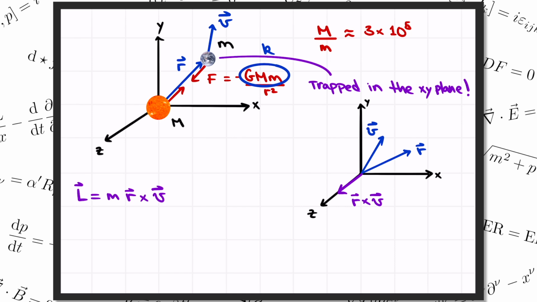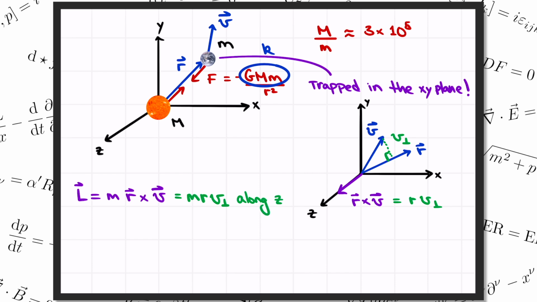As for the magnitude of the cross product, let's drop a little perpendicular line from the velocity vector to the position vector. Write down the length of the perpendicular leg here. Call it v sub perp. Then the length of the cross product, by definition, is the length of r times the length of that perpendicular component of v. So that means that the angular momentum is m times r times v perp, pointing in the z direction.